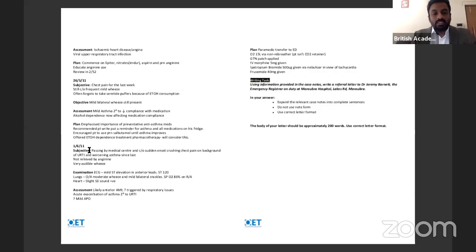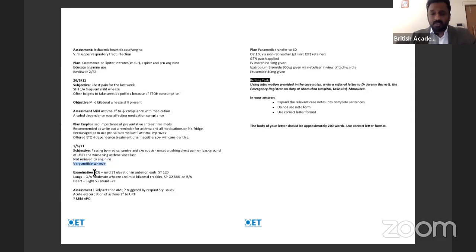On 1/6/2011, you get to know that the patient, passing by the medical center, complains of sudden onset crushing chest pain on background of URTI and worsening asthma since last month or last day, which is not relieved by Anginine. Anginine is a drug, which means the patient was already taking Anginine, but it is not relieved by Anginine. Patient had audible wheeze.